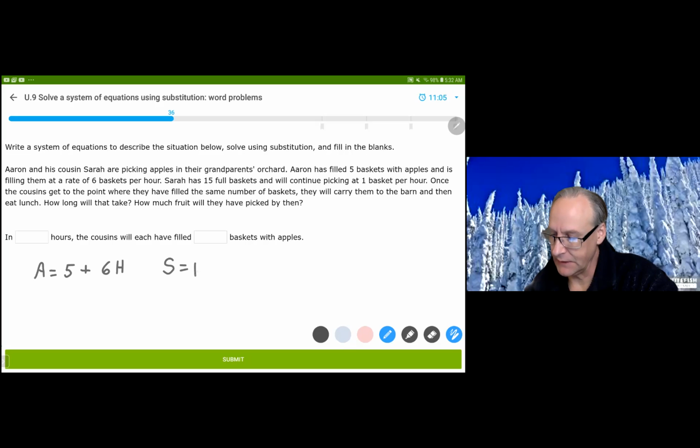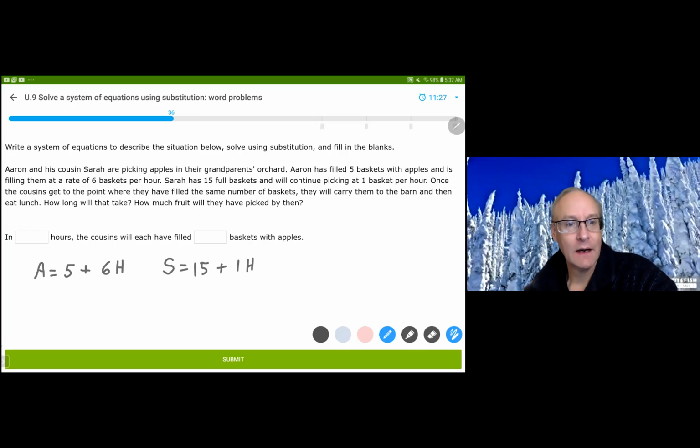Now, Sarah has 15 already and will continue picking at 1 basket per hour. She must be really picky about her apples that she's going to put in the basket. Or she's like I used to be, when I was picking cherries, I would eat more than half of them, and not very many would go in the basket.